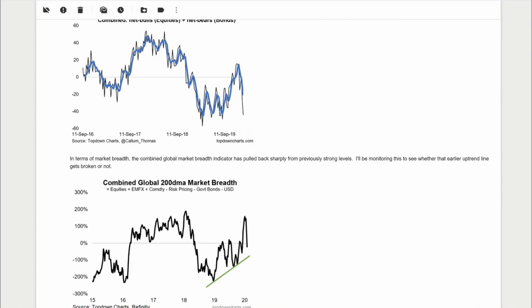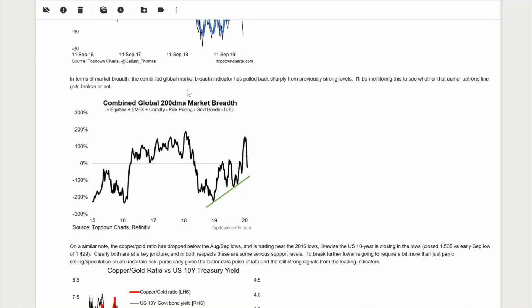So we've got that, which I just talked about, and then the market breadth indicator. This is a combined market breadth indicator. It's pulled back from previously very strong levels. Much like the previous one, it combines the market breadth indicators that we saw on the first page: equities, EMFX, commodities, and inversely risk pricing, government bonds and US dollar. You can see that's pulling down. I'm going to be watching to see whether that little trend line can hold or not. That's going to be quite a useful little macro sentiment trigger.